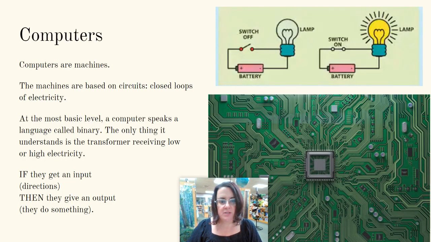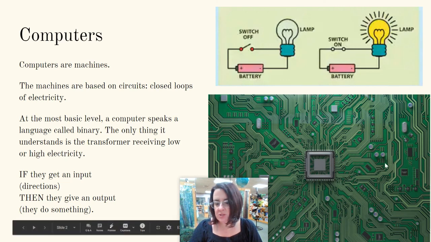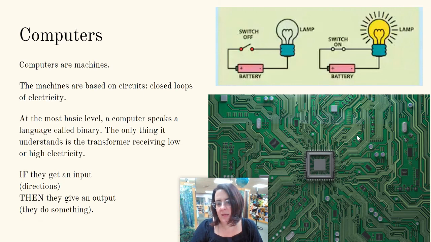So first of all, understand that computers only know one thing. A circuit is a closed loop of electricity. And this green picture here is of a circuit board. This is what's inside of a computer. And this is a drawing of an unlit open circuit and a closed circuit. So the electricity is working because the circuit is a closed loop. If a computer gets an input of voltage of electricity, then it gives an output. It can do some sort of command with that voltage of electricity.